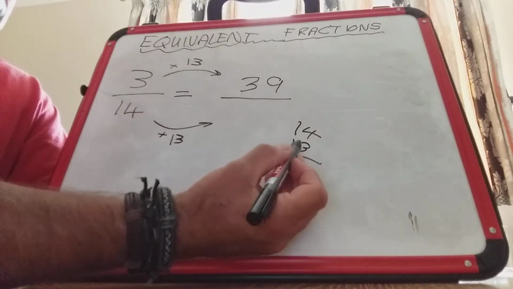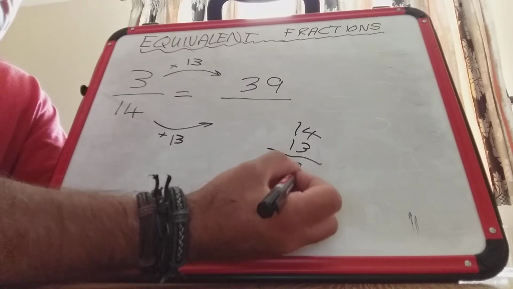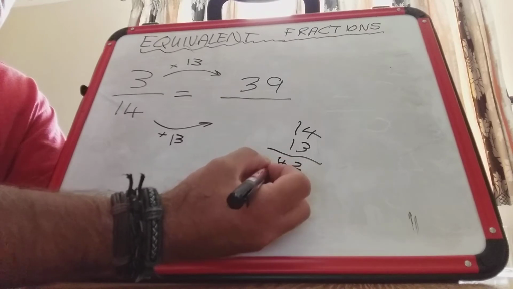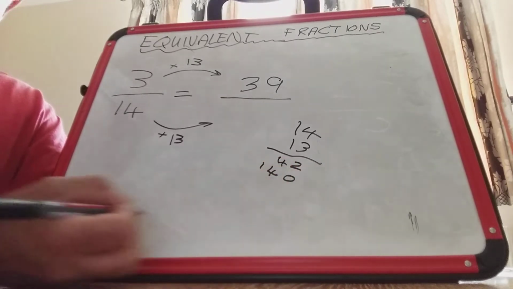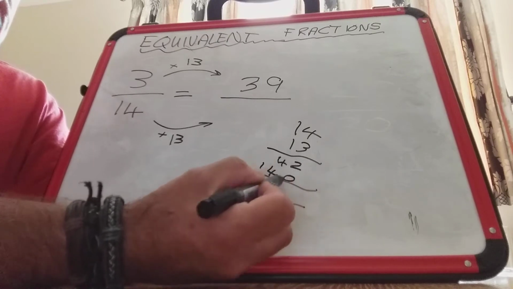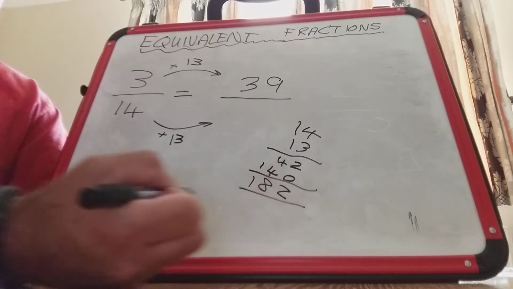So 3/14 is 3 times 13. Well, I can do that fairly easily because 3 times 13 is 39. And then 14 times 13, let's just do that by long multiplication. 3 times 14 is 42. And then 10 times 14 is 140. Okay, see that there? And then if we add them together, that becomes a 2, 4, 4, 8, and a 1, 182.